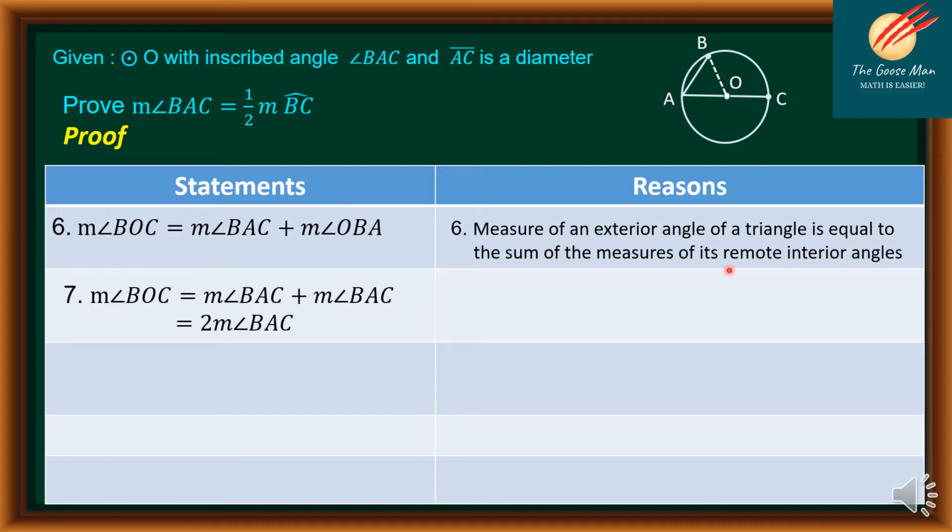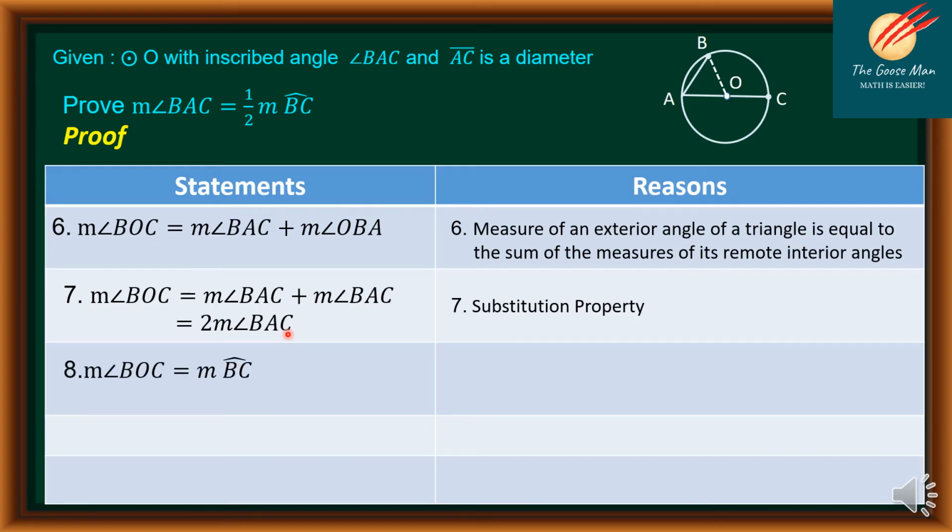Statement number 7. We can have the measure of angle BOC is equal to the measure of angle BAC plus the measure of angle BAC, because we are able to substitute the value of the measure of angle OBA, which is the same as the measure of angle BAC. Take note that I can combine them together. So this is actually 2 times, or twice, the measure of angle BAC. The reason is the substitution property.